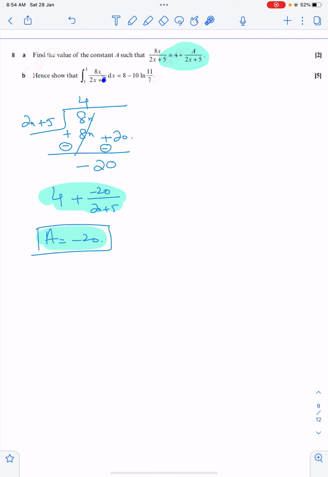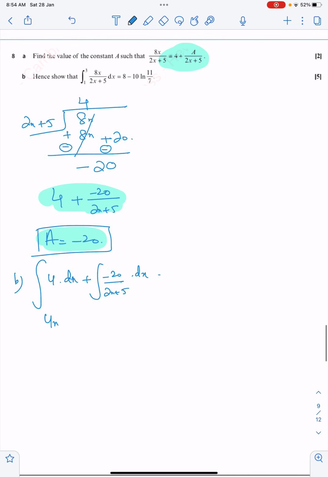Hence, show that the integral of this is equal to this. Now, instead of integrating this, we will integrate this, so it is equivalent. And the b part: the integral of 4 dx plus negative 20 upon 2x plus 5 dx, we have to find this out. Integral of 4 is going to be 4x. I'm taking out 20 as common first of all because I need a 2 up here. So I'm shifting this 20 outside. I'm left with 1 upon 2x plus 5. I need a 2 here, so I'm multiplying it by 2 here.